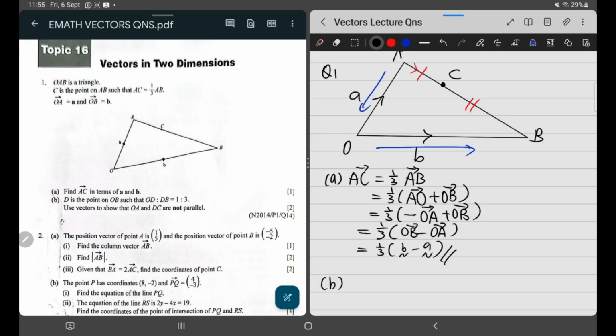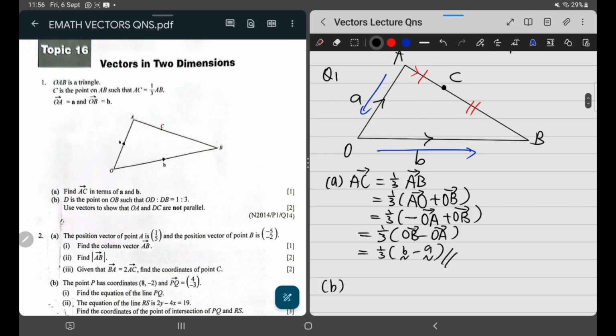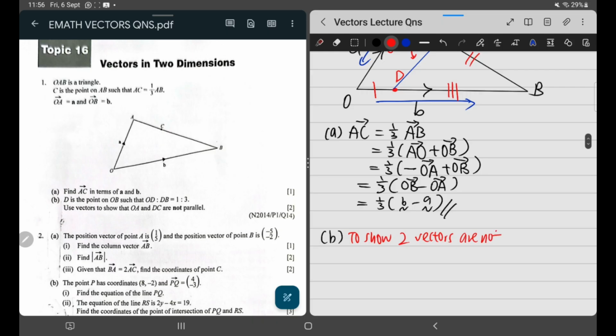Then in part B, they say D is the point on OB such that OD to DB is 1:3. So for example, just imagine here, this is D, this is 1:3. Show that OA and DC are not parallel. So show that these two lines are not parallel. How do we show that two vectors are not parallel? To show two vectors are not parallel, the two vectors cannot equal to each other, right?